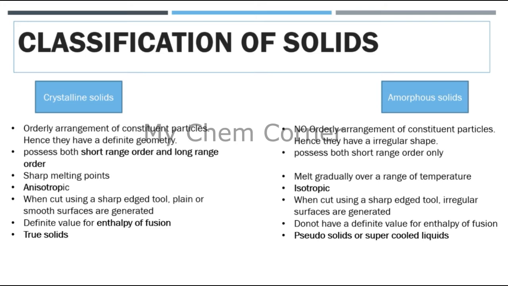So these are a few classifications, two classifications of solids, and differences between crystalline and amorphous solids. Now this particular point is very important from the exam point of view. They can ask for 3 marks: give any 3 differences between crystalline and amorphous solids. So that's an important topic from the exam point of view.